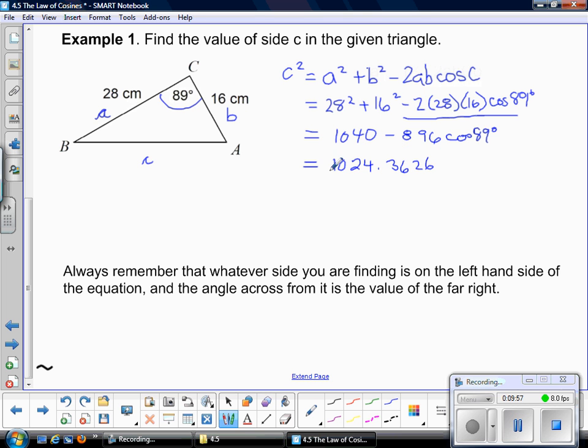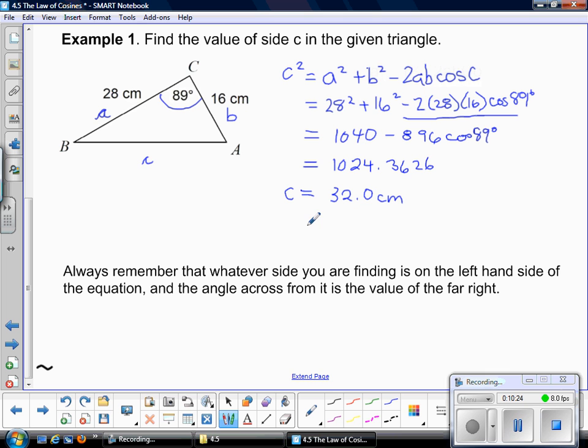Now, if I look at 1000 for C, it looks like C is pretty long, but the number seems to be too large, and it is too large. This was a formula for C squared. So in order to find C, I have to take the square root of that number, which when I do that equals approximately 32.0, and it would be centimeters.